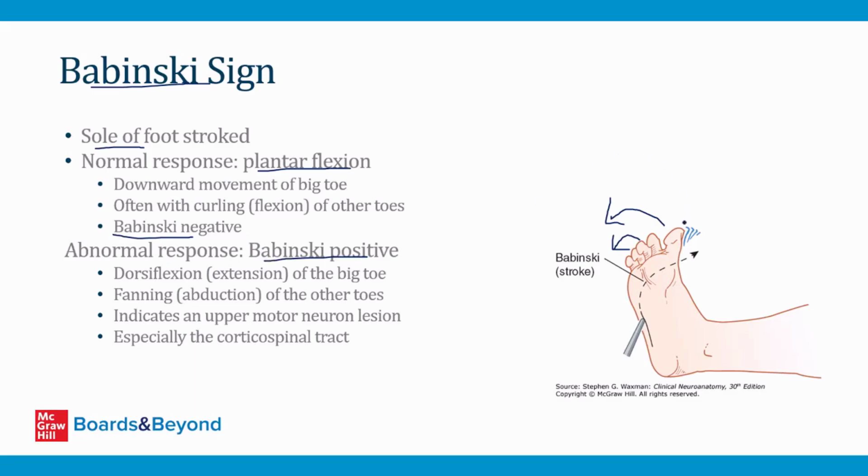On the other hand, an abnormal response is a positive Babinski sign. That's what's shown on the screen here. It's when you see dorsiflexion or extension of the big toe in this direction, often with fanning of the other toes, meaning that they separate from one another. This always indicates an upper motor neuron lesion. This is a classic finding in an upper motor neuron lesion, especially if there's damage to the corticospinal tract. So someone who has weakness of their right foot from a corticospinal tract stroke, they are going to demonstrate the Babinski sign when you test their right foot.